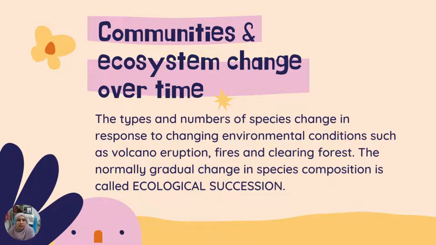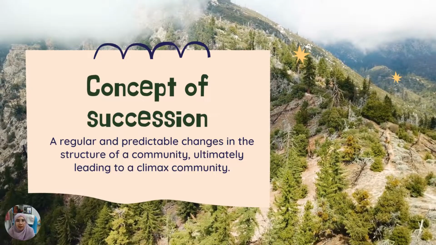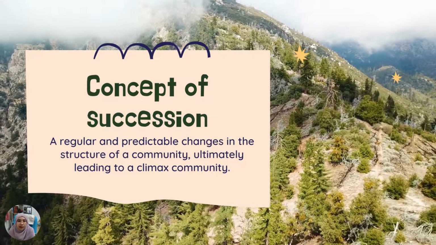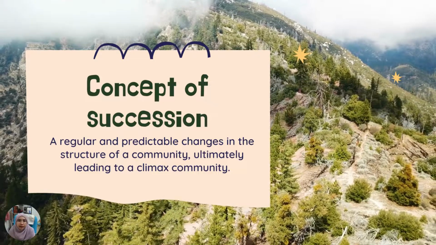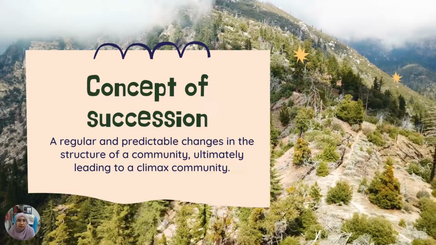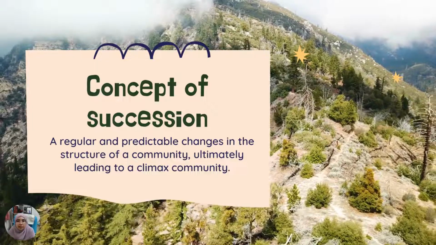The types and numbers of species change in response to changing environmental conditions such as volcano eruption, fires, and clearing forests. The normally gradual change in species composition is called ecological succession. Succession is a regular and predictable change in the structure of a community, ultimately leading to a climax community.